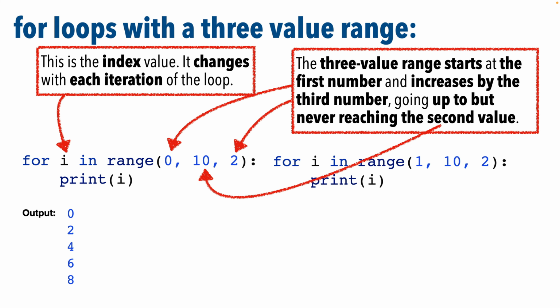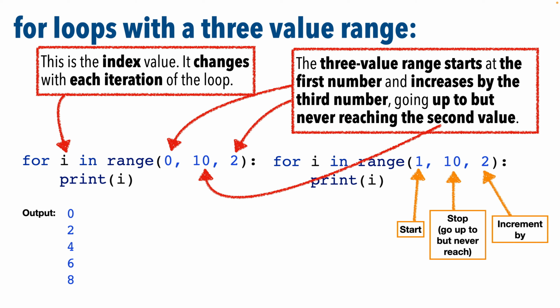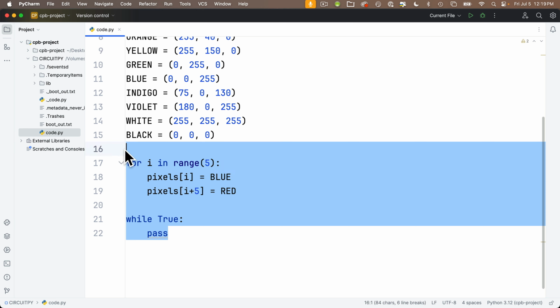And let's show you another example. On the right here, we have a range of 1, 10, 2. Start at 1, go up to 10, but never reach it, and increment by 2s. We start at 1, then go 3, 5, 7, 9, never reach 10, our stop value. We stop at 9. So let's head over to PyCharm, and we'll try both of these out.